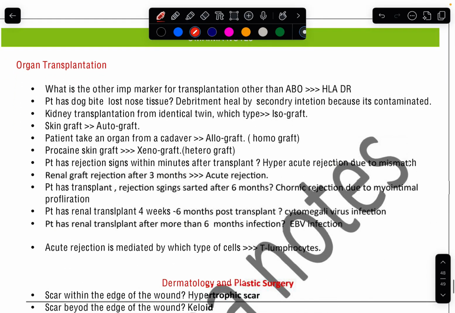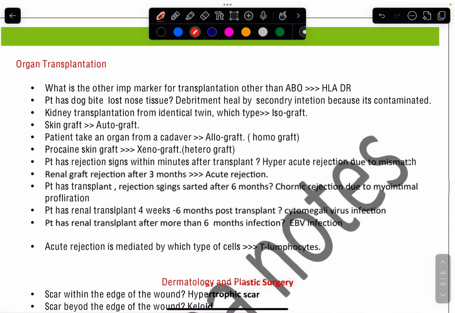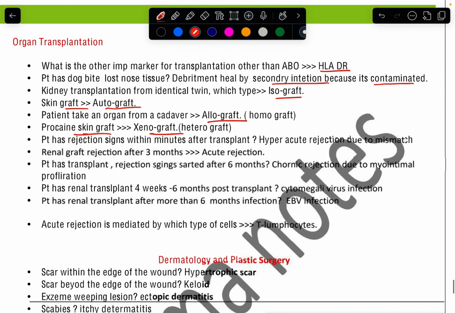Organ transplantation. What is the other important marker for transplantation besides ABO? HLA-DR. Patient has dog bite, nose tip debridement, healed by secondary intention because contaminated. Kidney transplant from identical twin, isograft. Skin autograft. Patient takes organ from a cadaver, allograft. Porcine skin graft, xenograft. Rejection within minutes is hyperacute rejection due to mismatch.